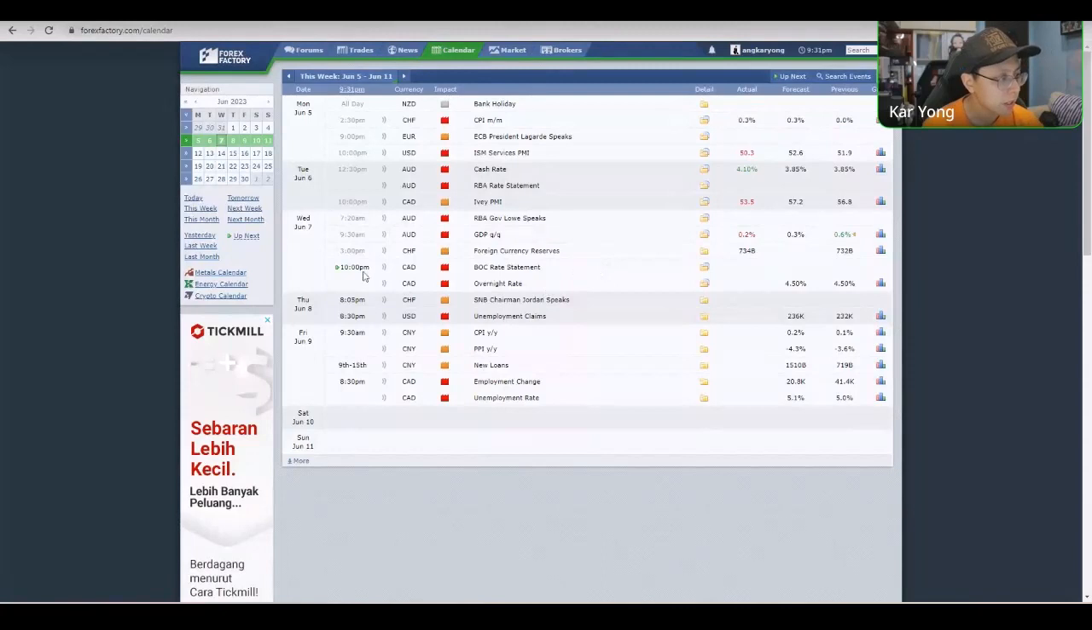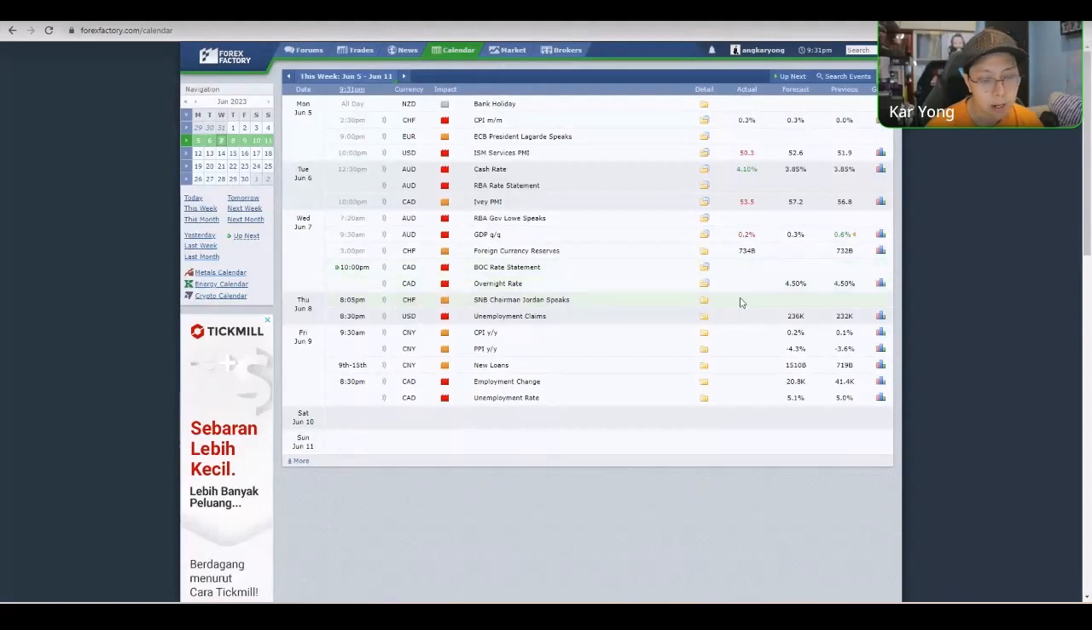If you take a look at this, my time right now is 9:30, and this is happening at 10 p.m. So it's about 30 minutes into it, then we'll have the BOC rate statement being released. Right now, the overnight rate is expected to come in the same as last month, which is 4.5. So they're expecting it to be maintained.